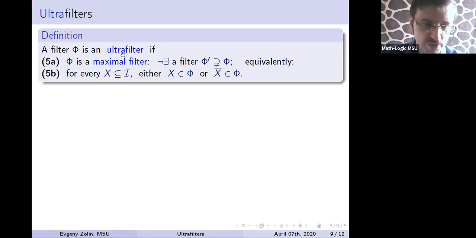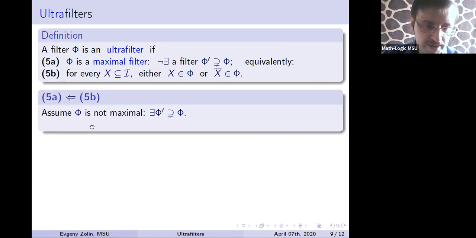The question is why these two conditions are equivalent. From B to A. Assume that B holds. And now let us assume that A does not hold. Then there is a filter, phi prime, that is bigger than phi.